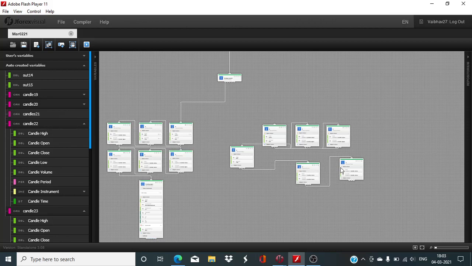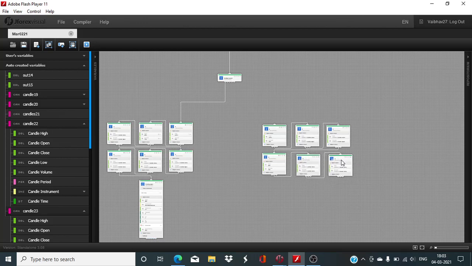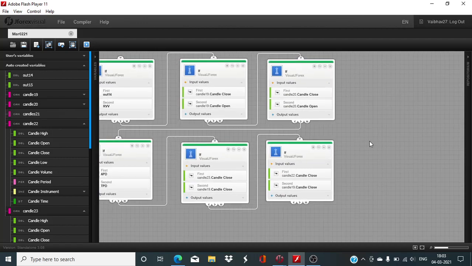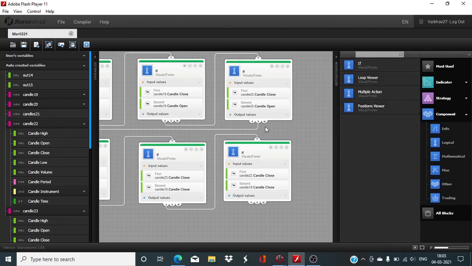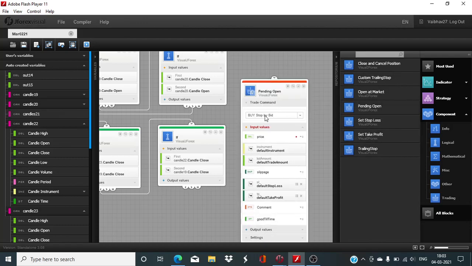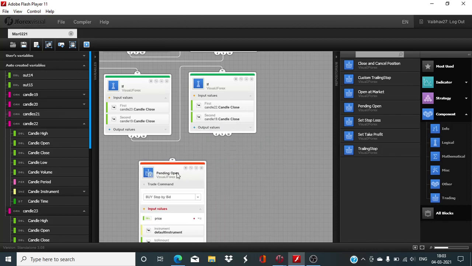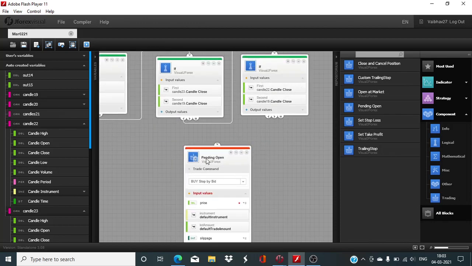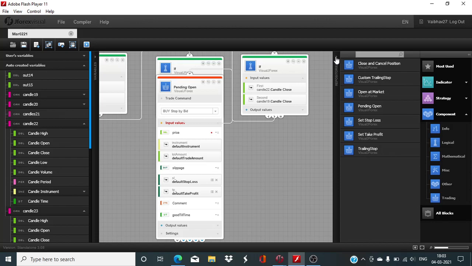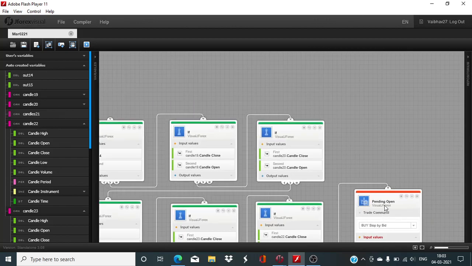Okay, so here we are almost done now. All we need is the pending open order for the sell side, and then we will also have to define certain parameters for the trading component. This should have been above the candle 19's close. First input greater than second input.